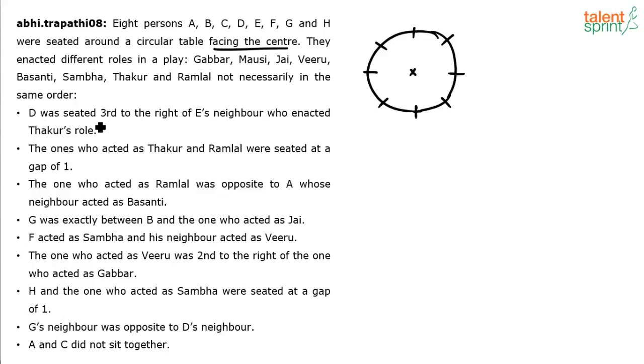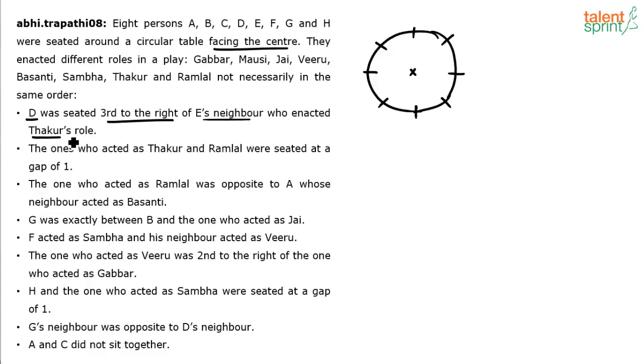The first clue: D was seated third to the right of E's neighbor who enacted Thakur's role. So basically D was third to the right of Thakur. See, Thakur is E's neighbor. So E's neighbor was Thakur and D was third to the right of Thakur. Don't get confused. D was not third to the right of E. D was third to the right of E's neighbor who was Thakur. So basically it says D was third to the right of Thakur and Thakur's neighbor was E. So if you want, you can start with it.